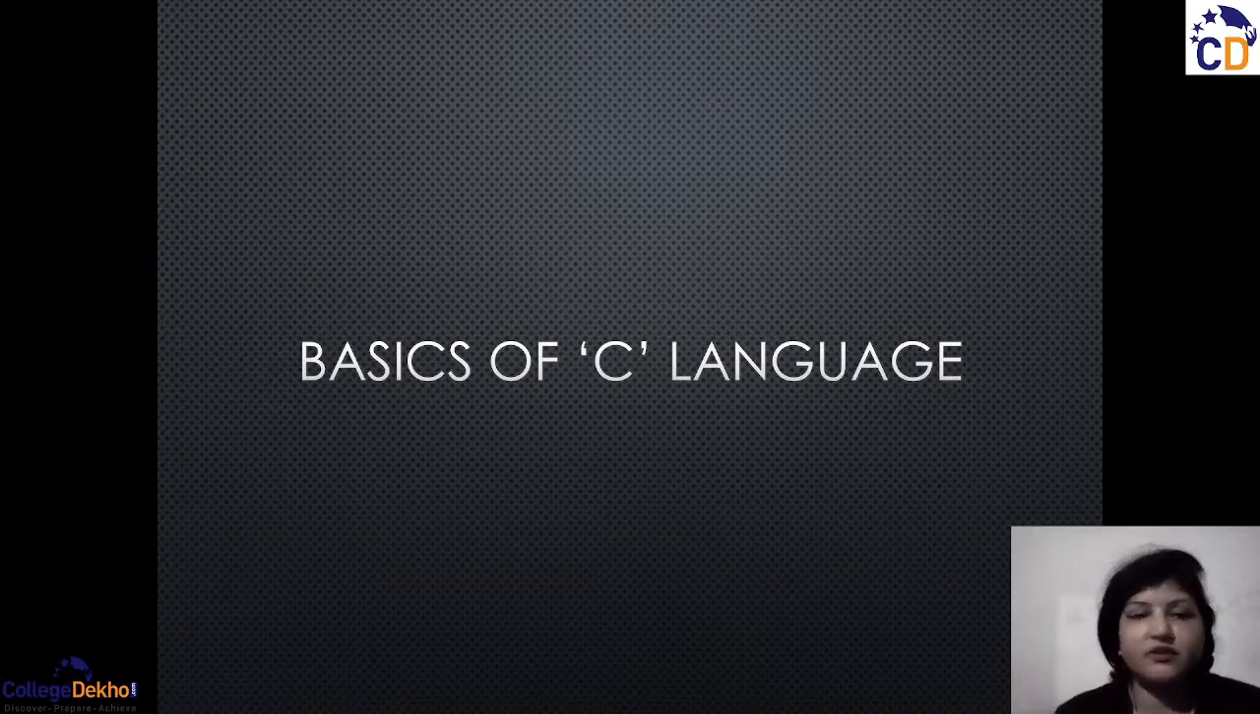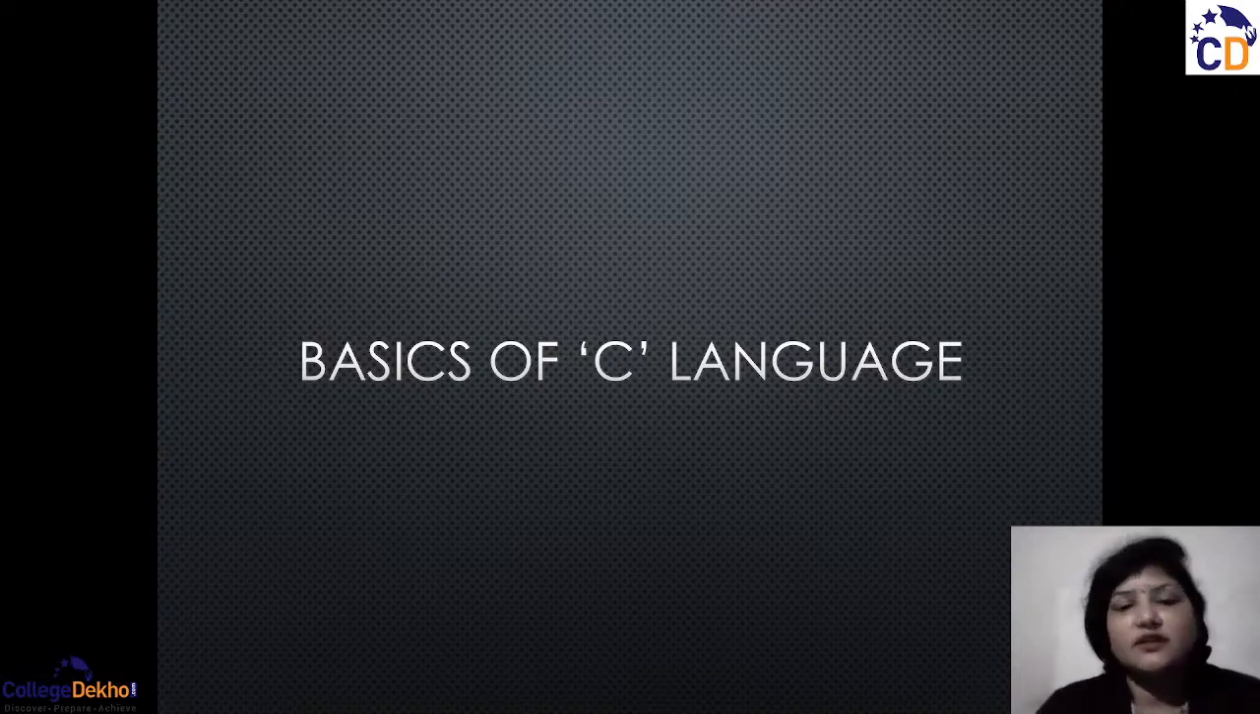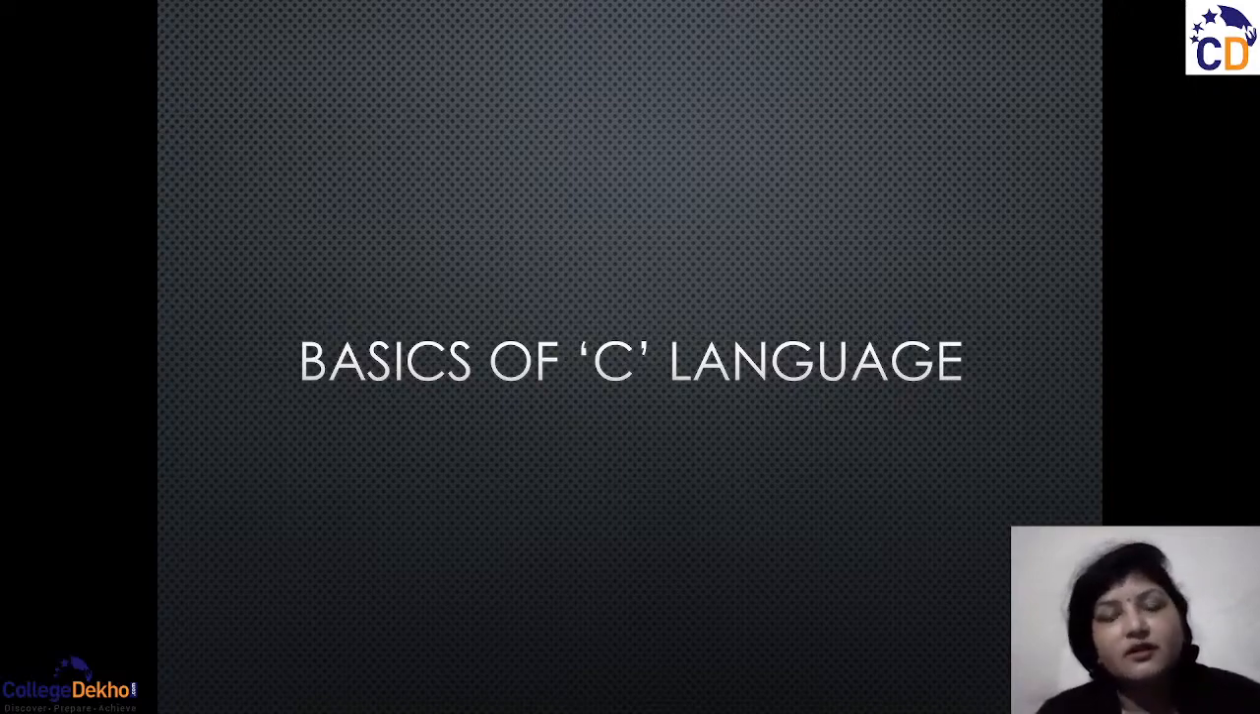Good evening, everyone. Today's session is on the basics of the C language. In this session, we will be learning about the C language. What are the basics? What is the history of C? What are the operators? What are variables? And how do we use those variables and operators in a program? So let us begin with the session.